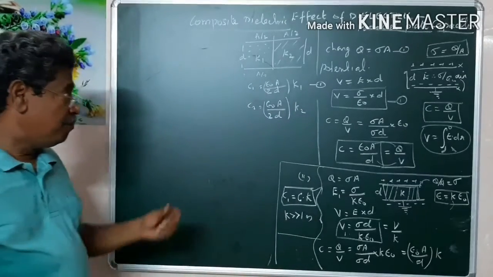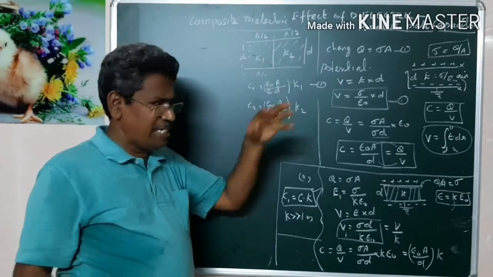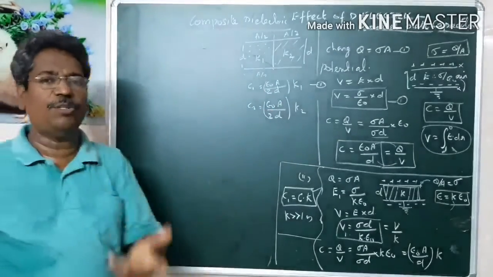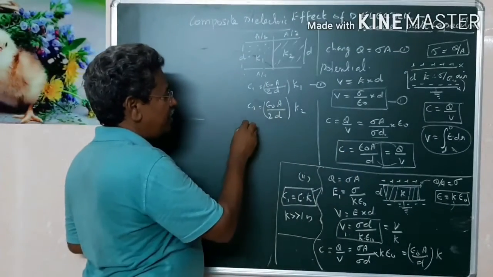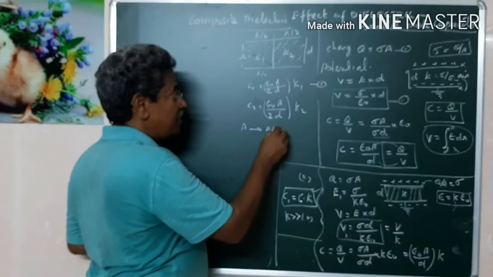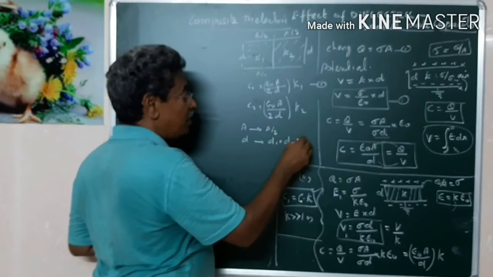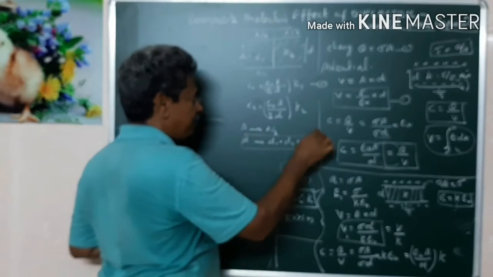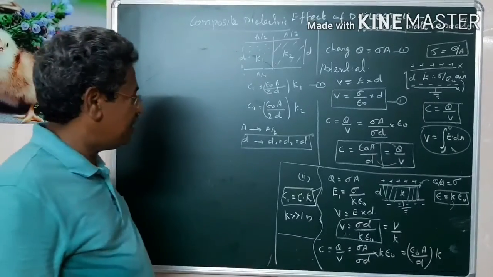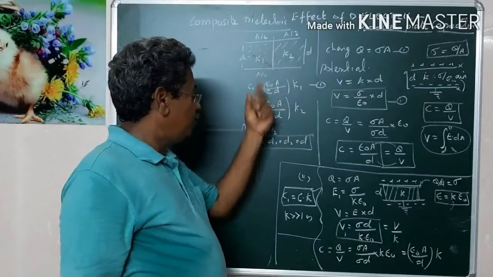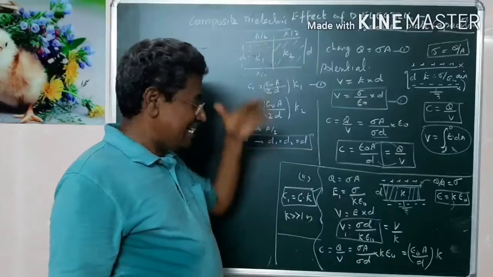Now I got the two capacitors, this is C1 and this is C2, and whether these two are in series combination or parallel combination, that I have to conclude. For that we are making use of this. So in this case you see A is reduced to A by 2, but D for both D1 and D2 is equal to D, there is no change in D. What I want you to understand is, in this case the distance between the two plates does not change, but the area of each plate gets changed.